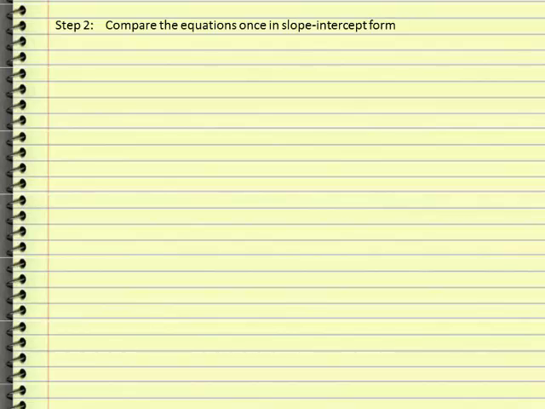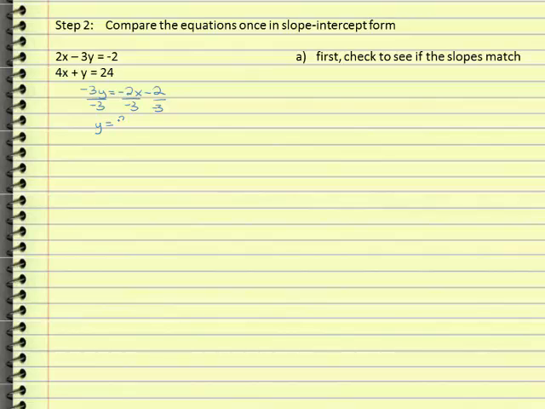My next step is to compare the equations once they're in slope-intercept form. First, I'll check to see if the slopes match. So I'm going to put both of these into slope-intercept form. I'm going to move the x over, and I'm going to have negative 3y is equal to negative 2x minus 2. And then I'm going to divide by negative 3 to give me y is equal to 2/3 x plus 2/3.